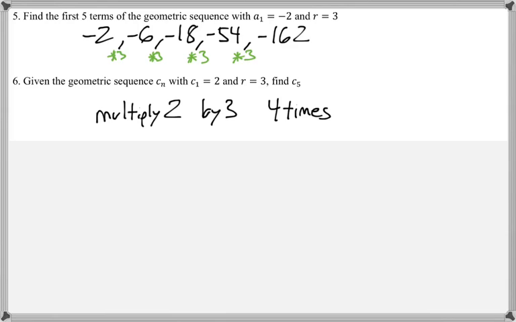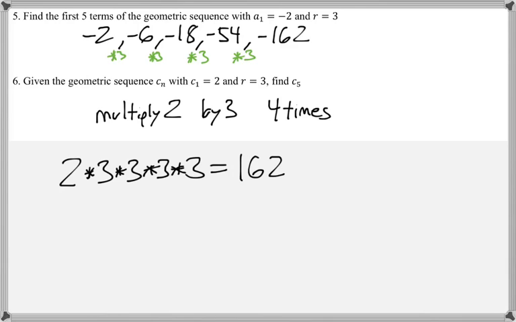So it's very easy to mess this up and to multiply by it 5 times, but if you look back at the previous problem, we only needed to multiply the first term by 3 4 times to get to the fifth term. So it's always one less. So we do 2 times 3 times 3 times 3 times 3, and that's equal to 162. Or if you want to just do 2 times 3 to the fourth, that would get you the same thing.